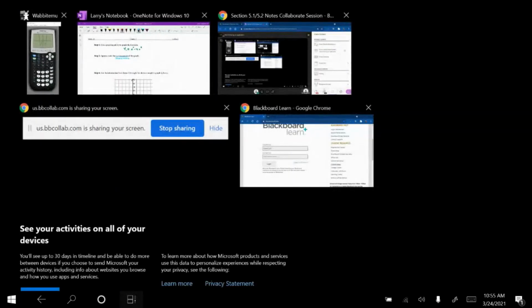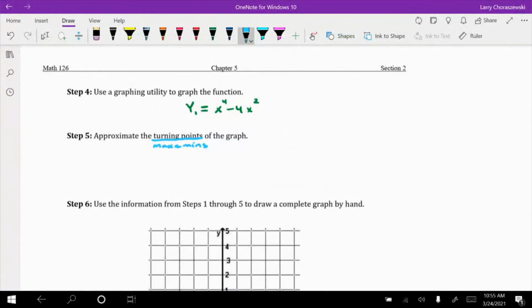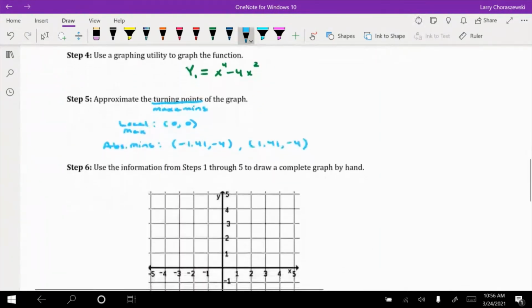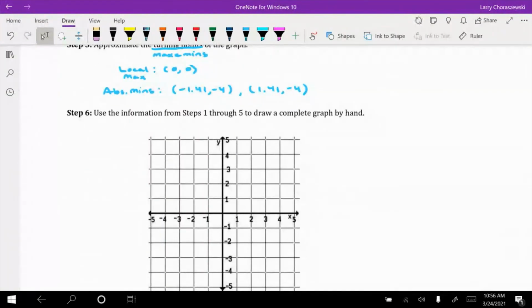And you know what? I'll just provide those to you. There's a local max, and that would be at the origin, 0, 0. But we have a couple of absolute minimums. And those are going to be at -1.41, comma -4, and +1.41, comma -4. So let's get the graph going, and then I'll leave 7 and 8 up to you folks, if that's all right.